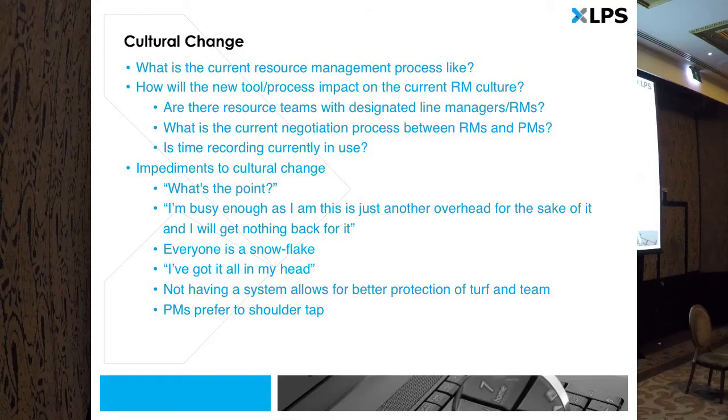So that's quite an entrenched attitude we encounter with one resource manager, which we have to try and work around. I've got it all in my head. Project managers prefer to shoulder tap. They don't want to be constrained to a particular system to go in and say, right, I need to request this and work through this process to get the people I'm after. I just want to go and grab the people I'm after. Might work for them, but does it work for the wider organisation and the ability to deliver these projects?